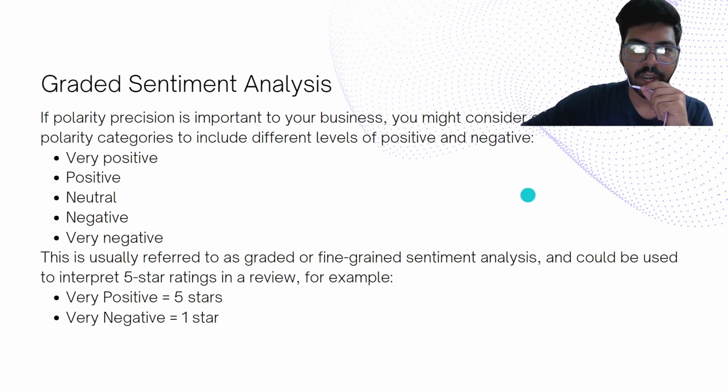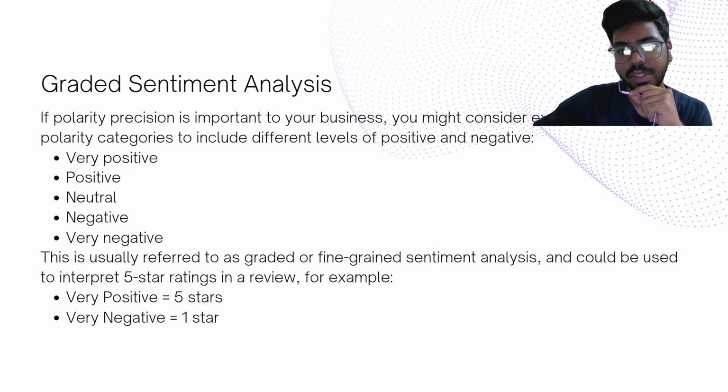So the first one is graded sentiment analysis. If precision is important to your business, you might consider expanding your polarity categories to include different levels of positive and negative, such as very positive, positive, neutral, negative, very negative. This is usually referred to as graded or fine-grained sentiment analysis and could be used to interpret 5-star ratings in reviews. For example, very positive in the sense of 5 stars, and very negative in the sense of 1 star, neutral means 2.5 or 3, something around that.